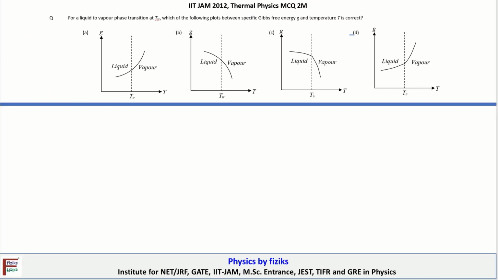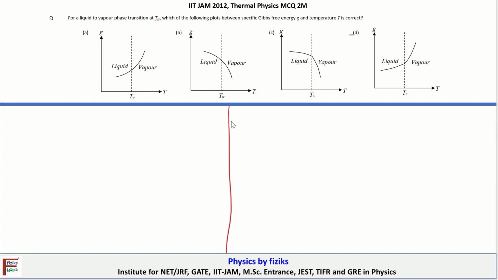So let's continue with the next question. The statement is, for a liquid to vapor phase transition at temperature TTR, which of the following plots between specific Gibbs free energy G and the temperature T is correct. Before we arrive at some final conclusion, let's try to understand how the entropy and Gibbs free energy are connected with each other.